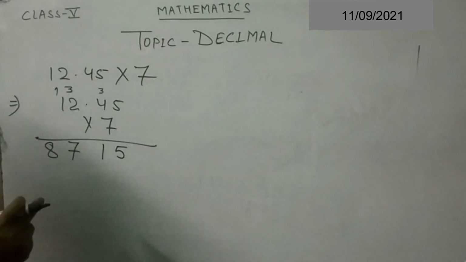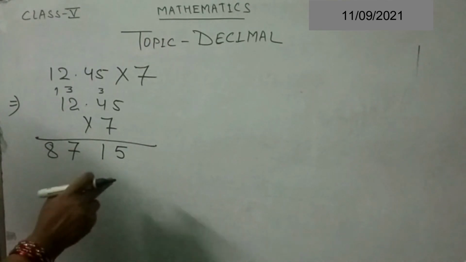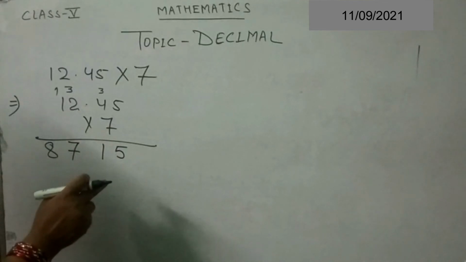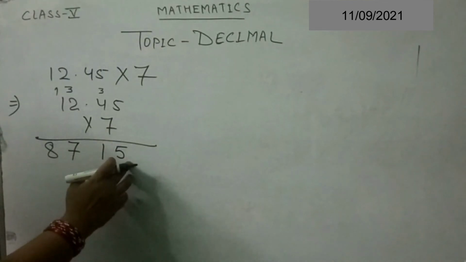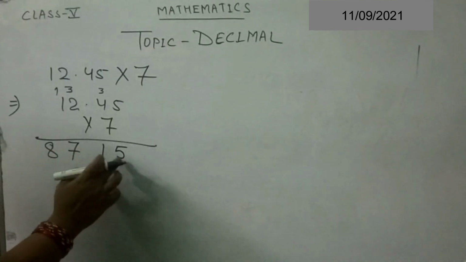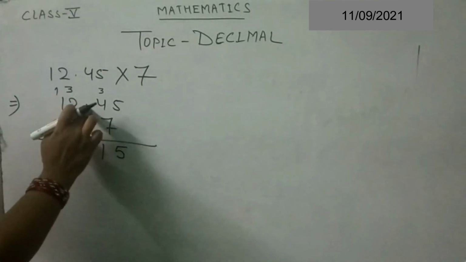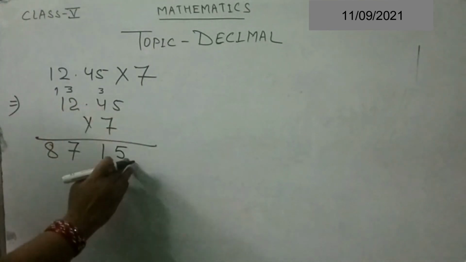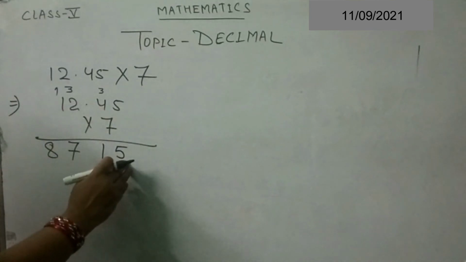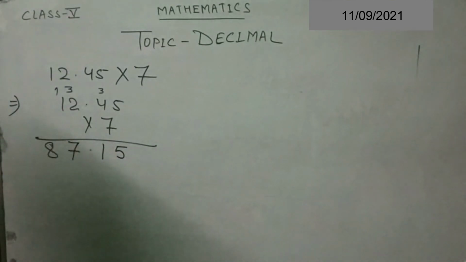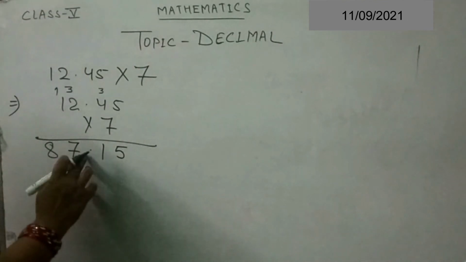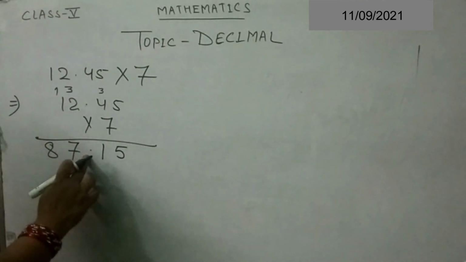So there are 3 digits behind the factors. We have to count from this side. 1, 2. After counting 2 digits after the decimal points, from this side we have to start counting 1, 2. Here we have to put the point. After 2 digits we have to put the decimal point. Okay.